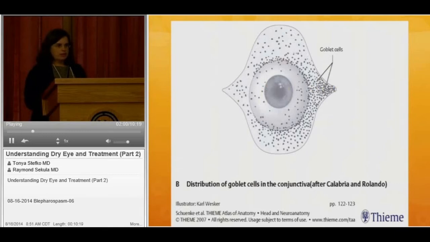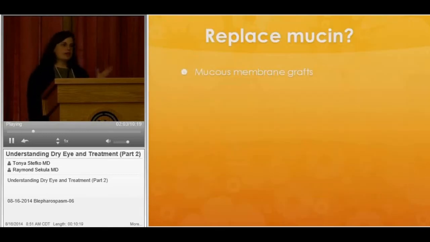Okay. So how do you replace mucin? That's sort of esoteric, and when we do that, we do it with mucous membrane grafts, and that's pretty unusual that we ever have to do that, but sometimes we do in these people who have been in burn units because they had Stevens-Johnson syndrome or some other type of very bad scarring disease.